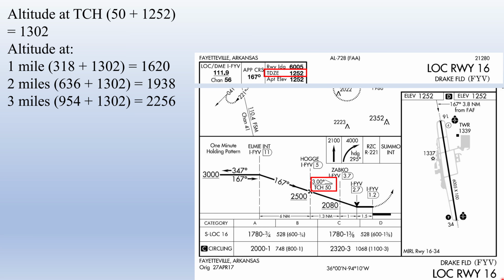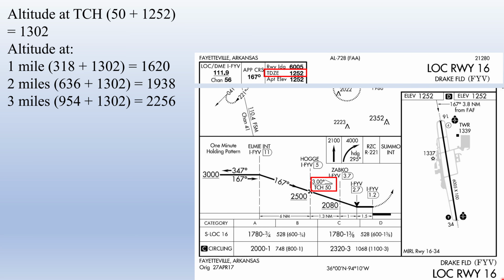And we don't need to calculate any further back from that because the final approach fix here is located 3.8 miles from the runway threshold. So calculating what our height should be at 4 miles is not going to be helpful because we're going to be at that platform altitude and not have started our descent yet.